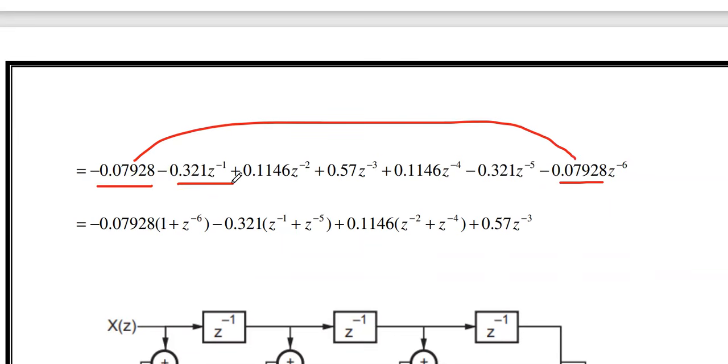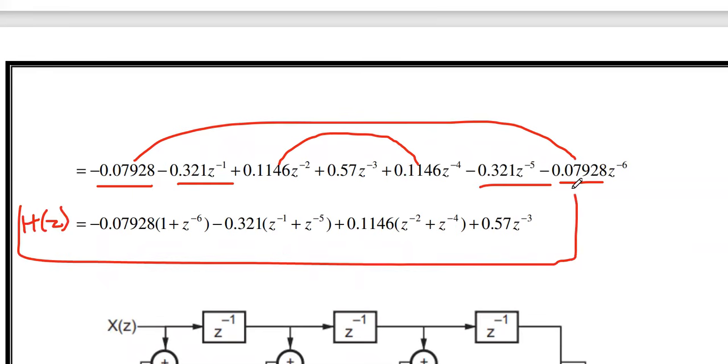Similarly, you combine the z power minus 1 term and the z power minus 5 term, since the coefficients are equal. So minus 0.321 into z power minus 1 plus z power minus 5. Similarly, you combine this and this one, and we can get 0.57 into z power minus 3. So this is said to be the transfer function of our given band pass filter. This is said to be the design.